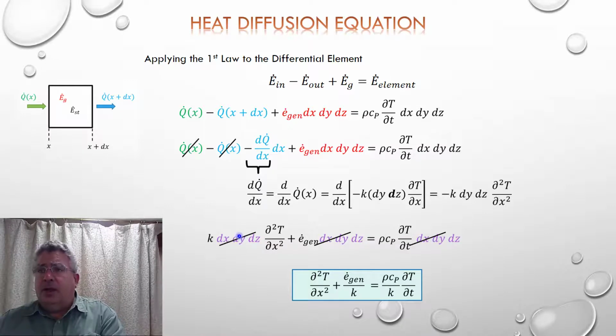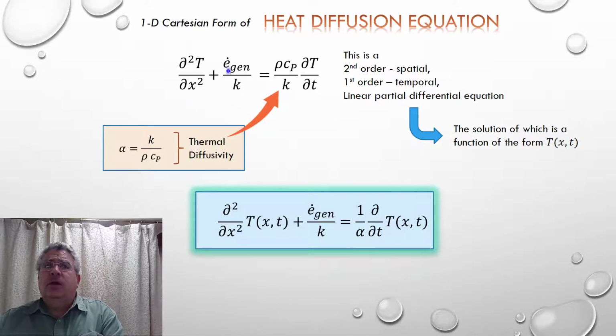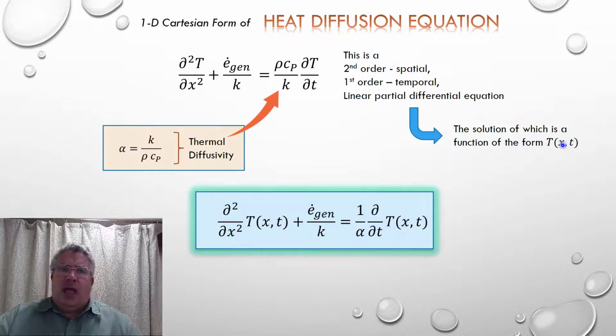So I have this repeated on the next page, so let's take a look at it. What is this? Well, this is a second order spatial, right? The second derivative with respect to x, so that's second order in the spatial term, and first order in the temporal term. So we've got a couple things going on here. It's a second order spatial, first order temporal, linear partial differential equation. And if we can solve this, the solution will be in the form of a temperature field that gives us the temperature at any x location at any given time.